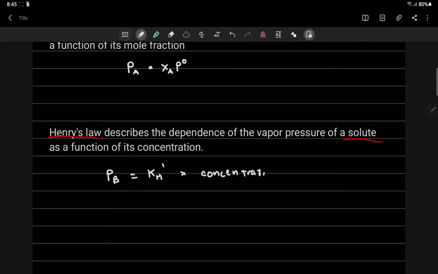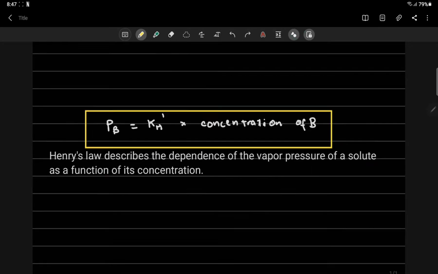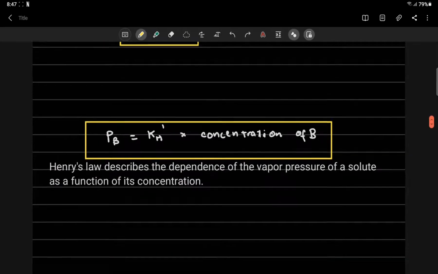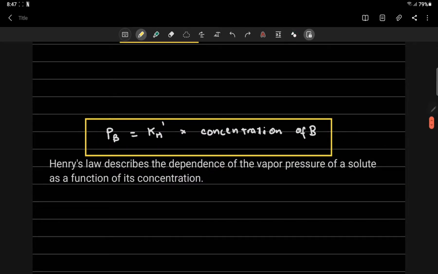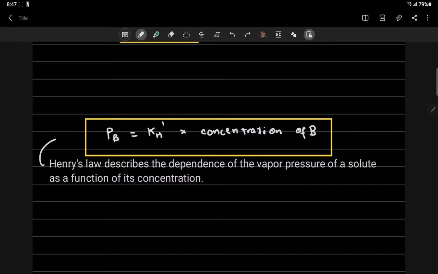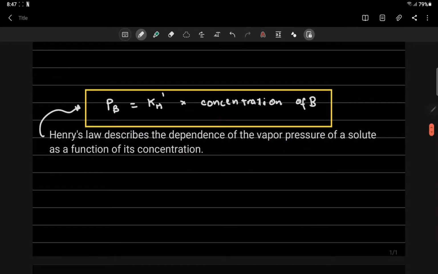So, concentration of B. Now this constant right here, and let me highlight this equation. So there I highlighted the equation. Na-highlight ko na rin yung equation for Raoult's law earlier. So let me just clarify that this equation is for Henry's law. But anyway, yung K sub H dyan, yun yung tinatawag na Henry's law constant.